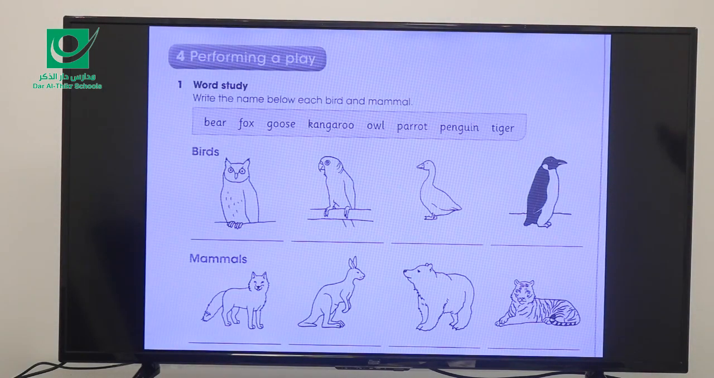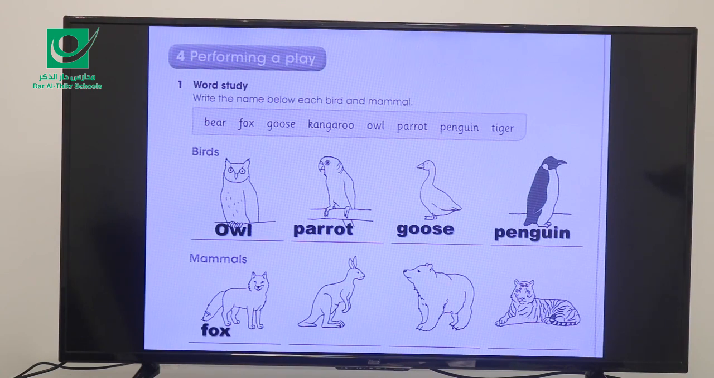Performing a play, write the name below each bird and mammal. Okay, you have the animals and birds above in the box. You need to determine which word for each animal or bird. So the first part, we have birds. The first one is owl. The other one is parrot, goose, penguin. Okay? Again, students, now we will move to the mammals. The first one is fox, kangaroo, bear, and tiger.